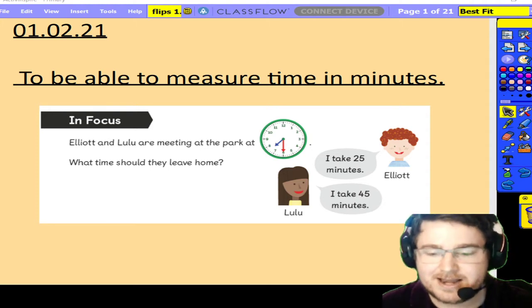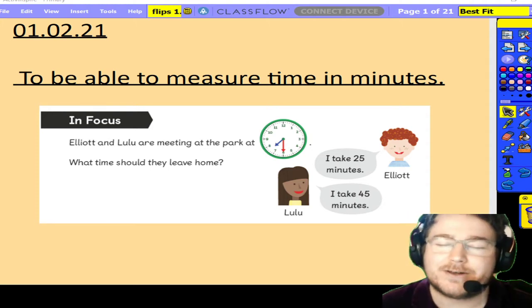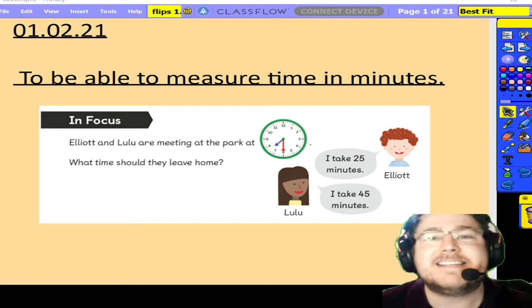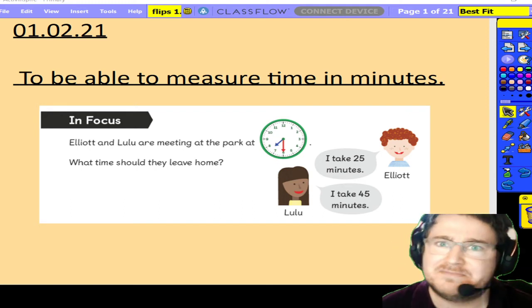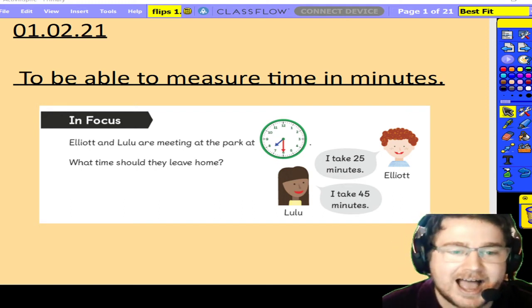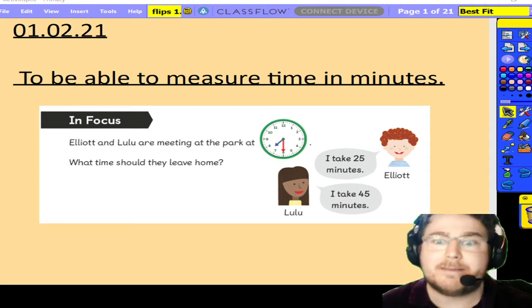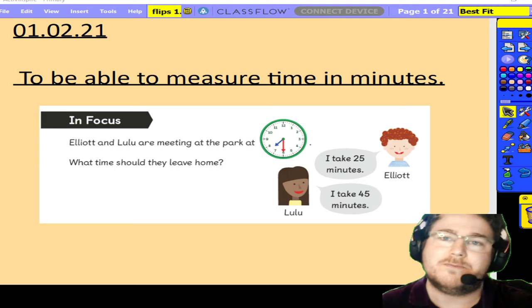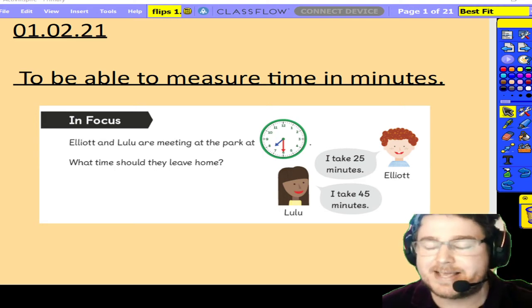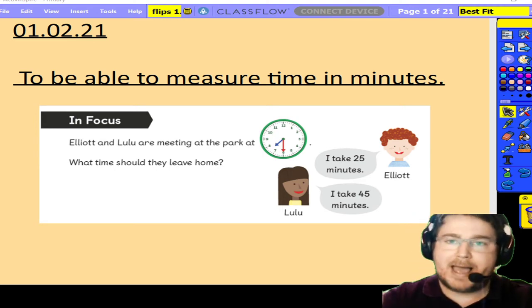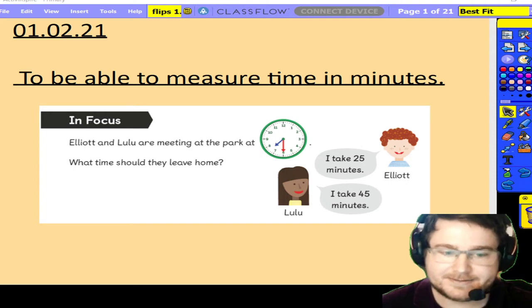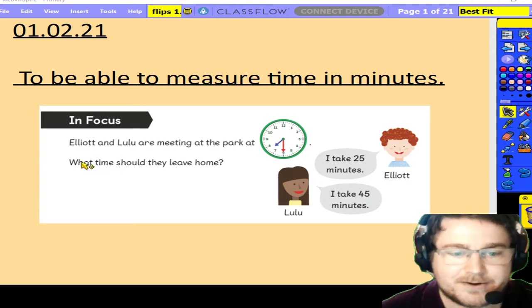This is the last week on time, so hopefully you have been participating the last 2 weeks, so you're up to date. No pun intended. And today we are going to be looking at measuring time in minutes. Now I think we've gone forwards in time in minutes, and today we're going to go back in time in minutes. So let's have a quick look at our in focus task.